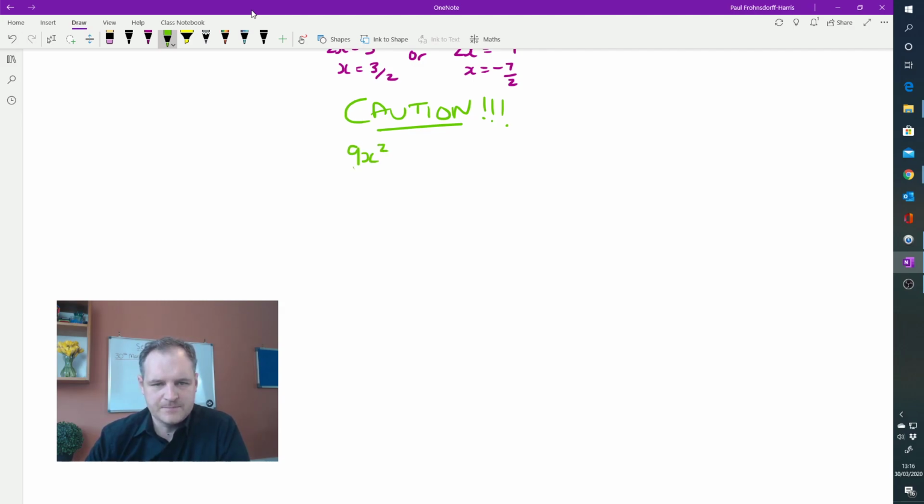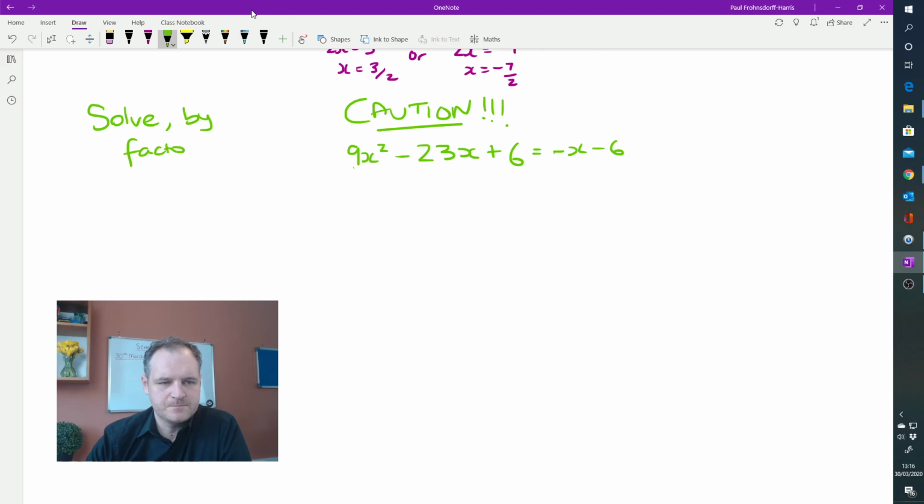9x squared minus 23x plus 6 equals minus x minus 6. And the question would say solve, probably by factorising. What this means is we need it to equal 0 before we start. We cannot do anything until this has come and joined the other side, and so has this.